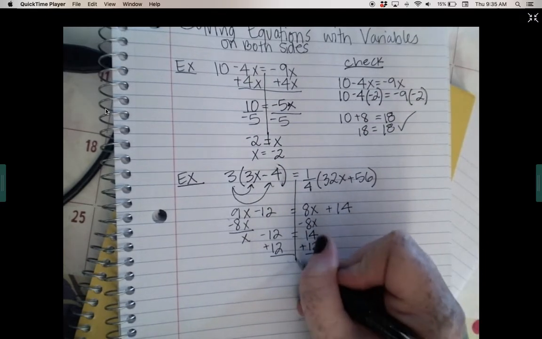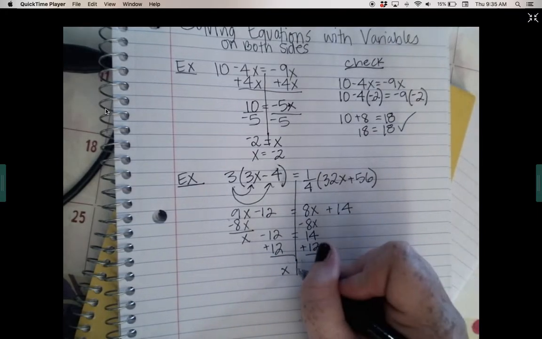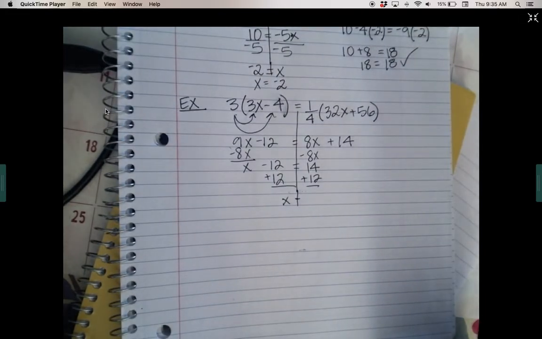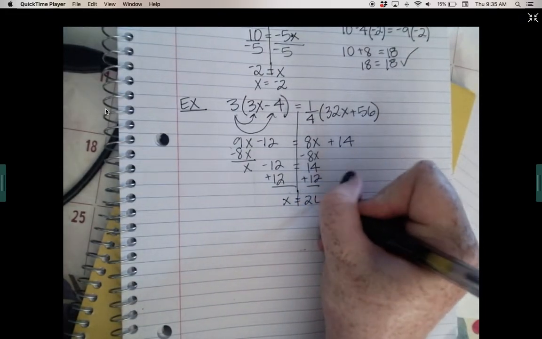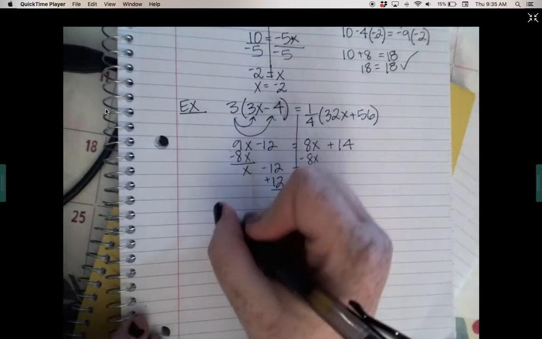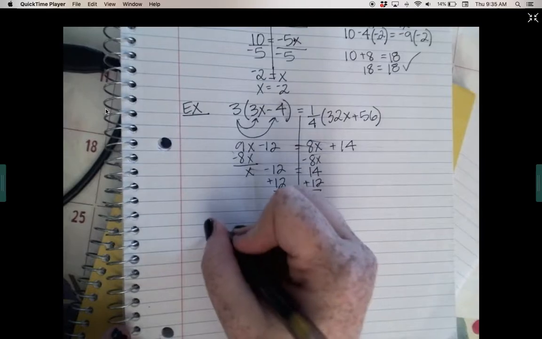So on the left I have x just by itself because negative 12 plus 12 is 0. And then I have 14 plus 12, which is 26. But now we got to check. Okay. I feel like this check is going to take longer because of all this stuff. So let's check it.